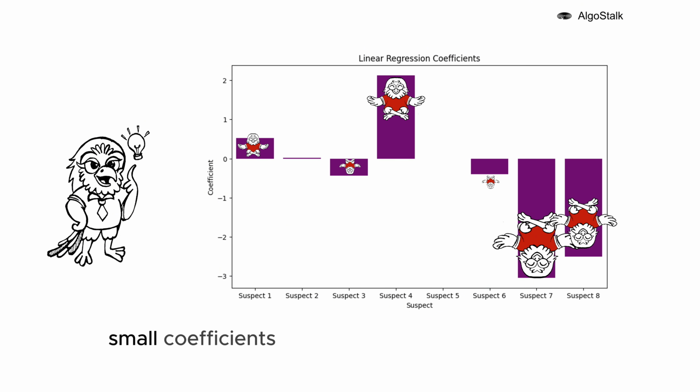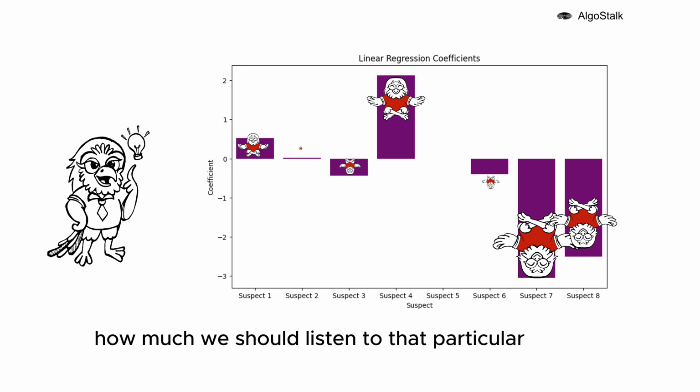Small coefficients. These suspects have little to say. If a coefficient is close to zero, the suspect's role in the case is minor. They may still have an influence, but it's not significant enough to change the overall outcome much. In a sense, each coefficient tells us how much we should listen to that particular suspect.